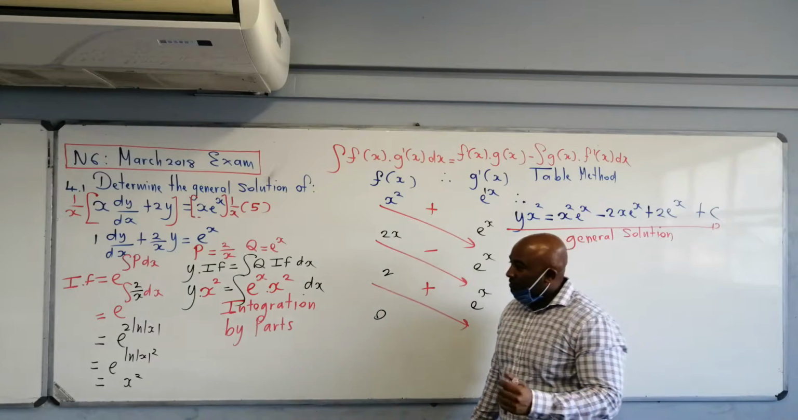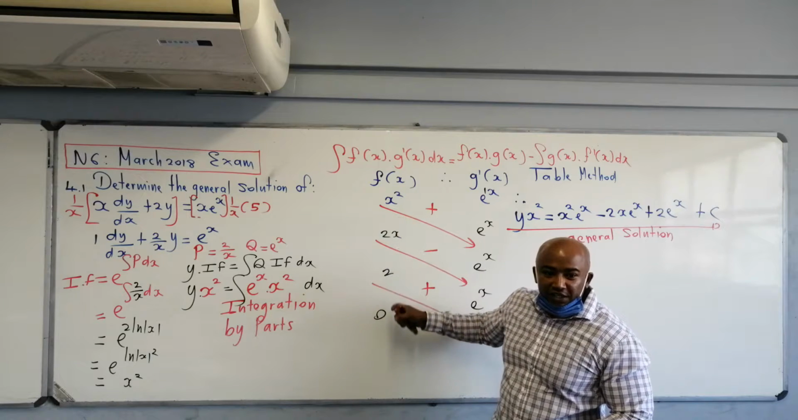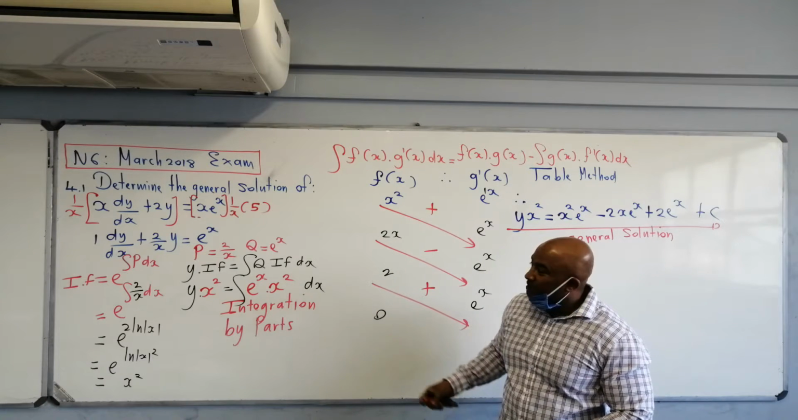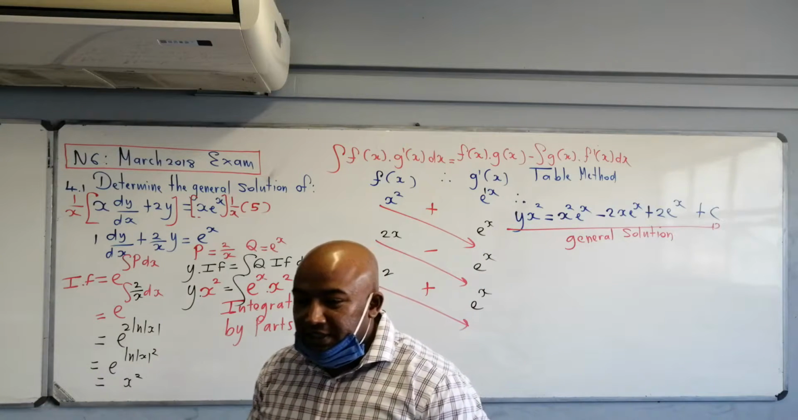Now the table method works because we can differentiate this down to 0. This is the only one we can differentiate down to 0, so don't go and try it with all the examples.